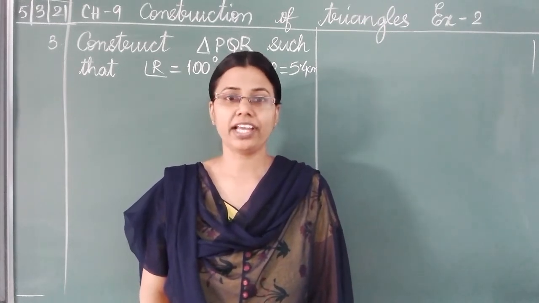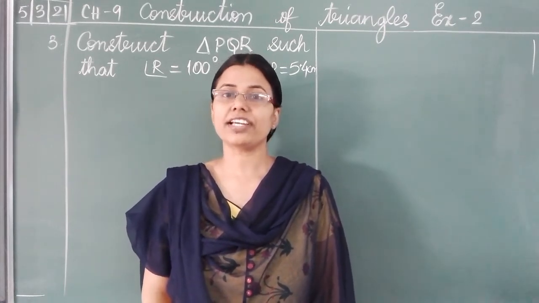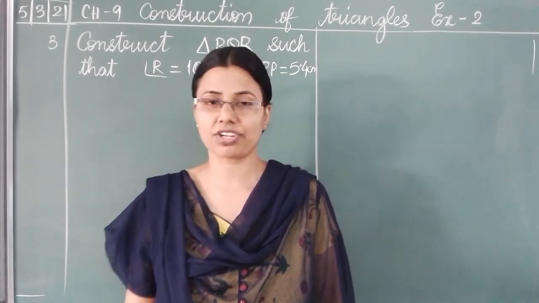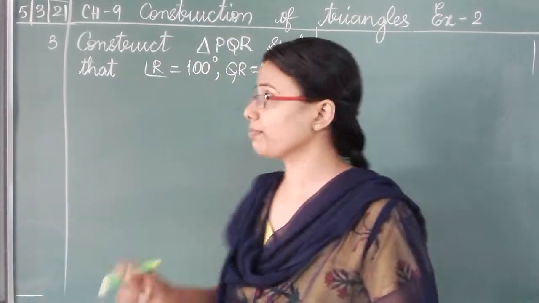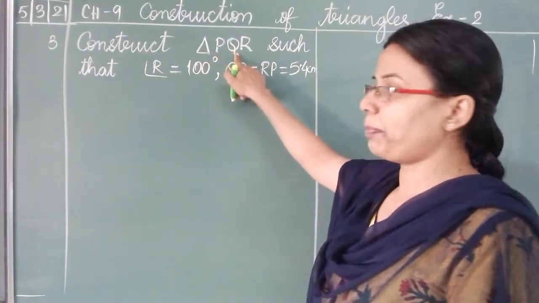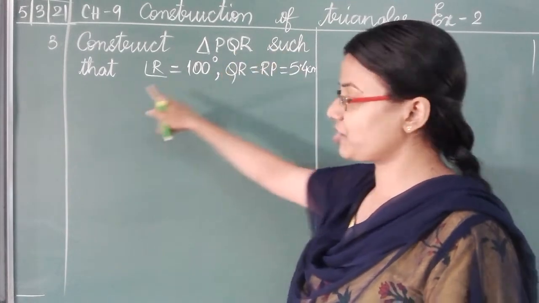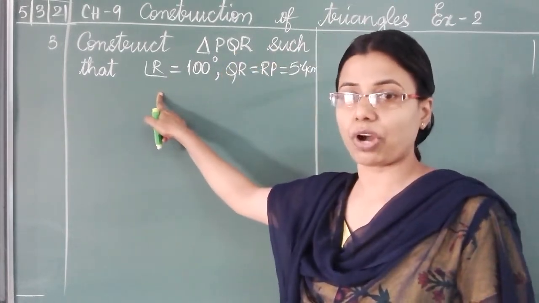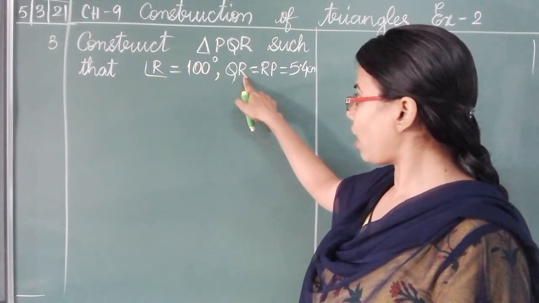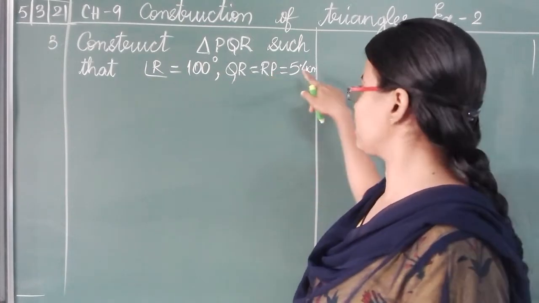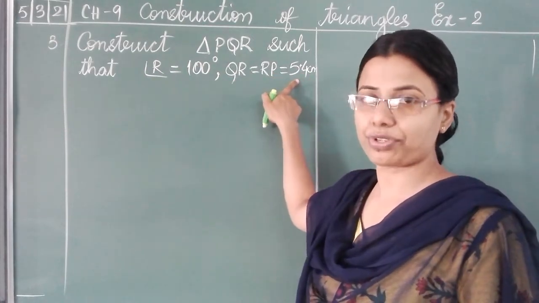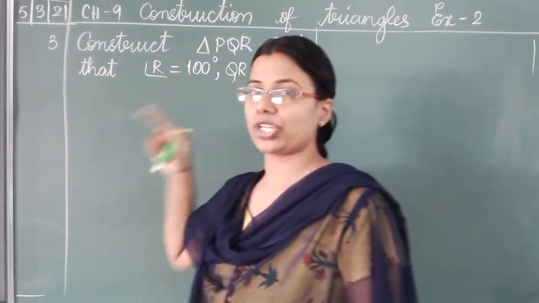Okay. Today, let us continue with exercise 2 and third construction. Let's read the question. Construct triangle PQR such that angle R is equal to 100 degrees, QR is equal to 5.4 centimeters, RP is equal to 5.4 centimeters. This is the question given.